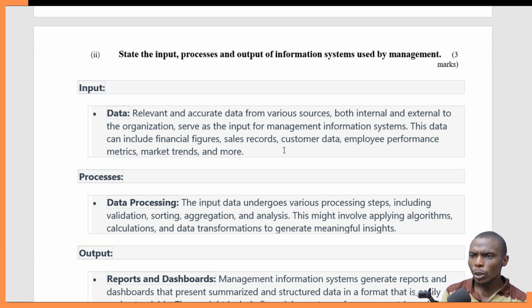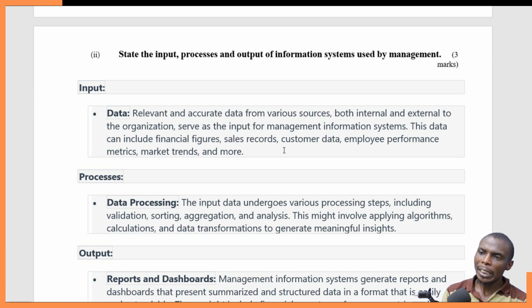So the input will be data. So relevant and accurate data from various sources, both internally and even externally. This serves as input for the management information system. This data could be things like financial figures, sales records, customer data, employee performance matrices, etc.